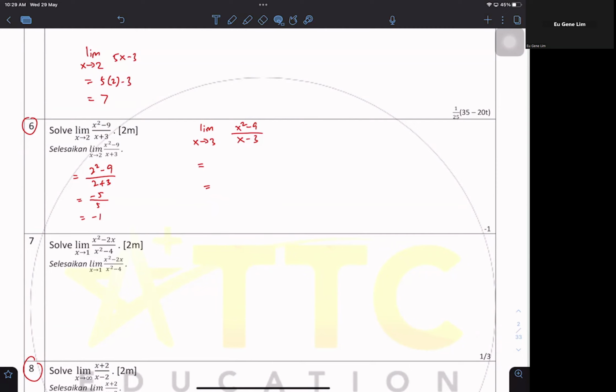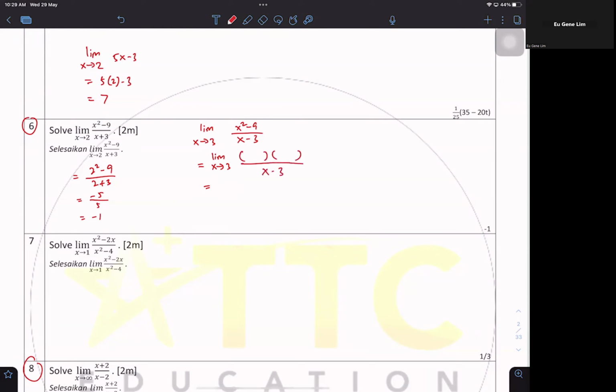If you can substitute, you can get the answer, so go ahead and substitute. If you substitute and get math error, then don't substitute. Factorize first. You shouldn't sub first. You should factorize first, like this.